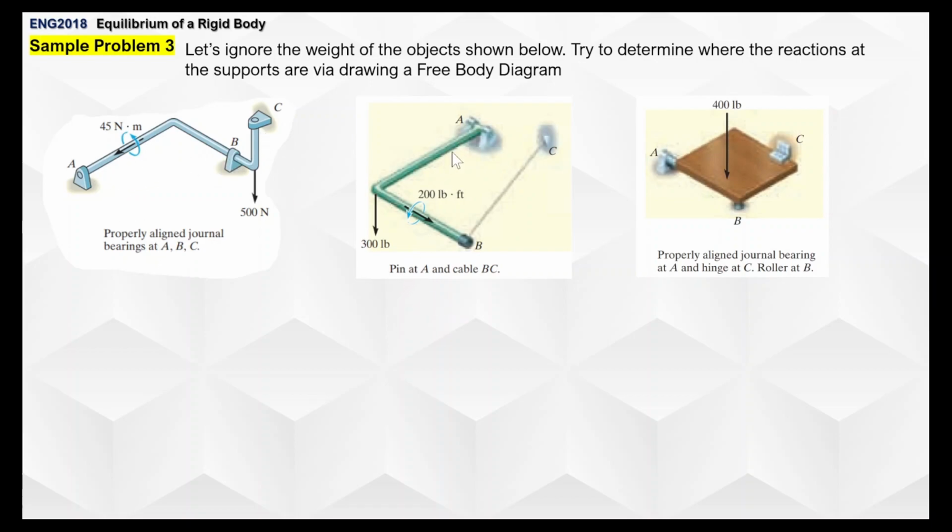So here we have a pin at A and cable BC. So we have a cable dito. And here we have a properly aligned journal bearing at point A, hinge at point C, so parang siyang door hinge, and then a roller at point B. Then an applied force of 400 pounds somewhere in between here. Okay? Normally may given dimensions yan, pero in this case, we can say it's arbitrary lang muna. Okay, let's start with this. You may pause the video muna so you can try to determine your own.